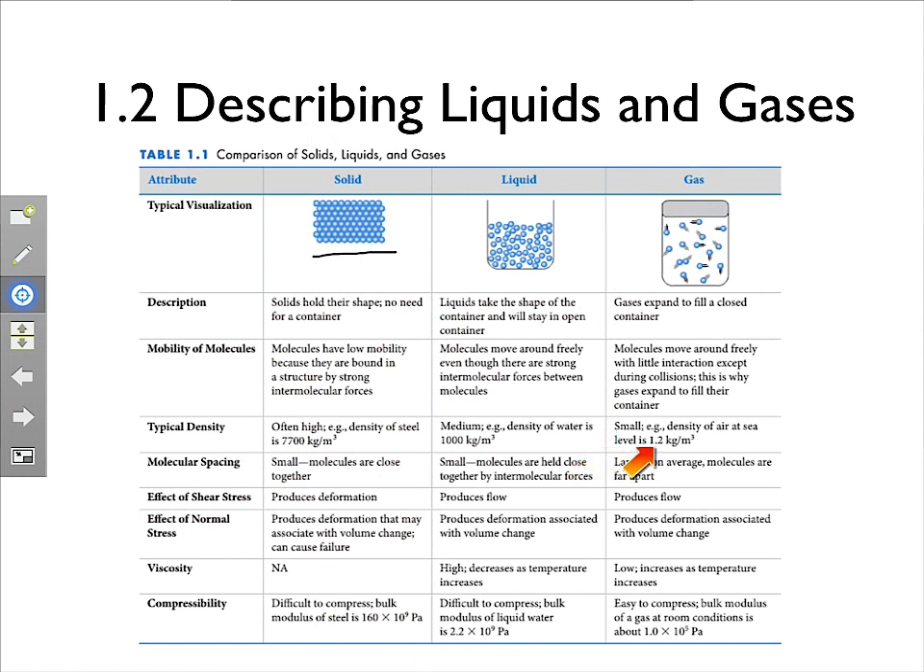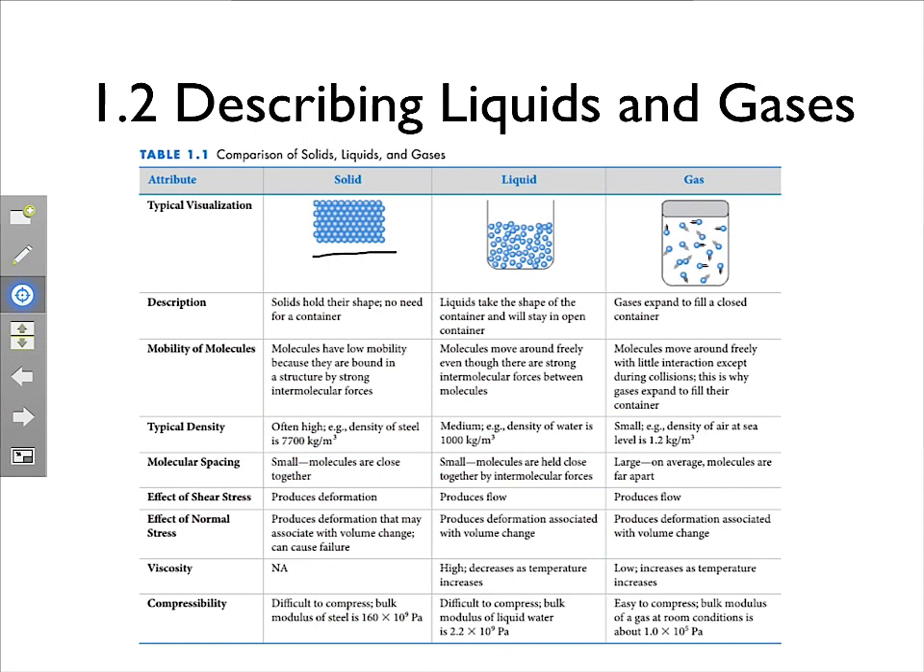This is maybe 1,000 times or almost 1,000 times less than water. The density of air at sea level is only 1.2 kilograms per meter cubed. The molecular spacing is large, and again, it will produce flow if it's subjected to shear stress. Normal stress will deform it. A good example of this is a piston. If this lid went down, it would compress this gas and cause the gas to change volume. The viscosity is low, which we'll talk about later, and it's very easy to compress.